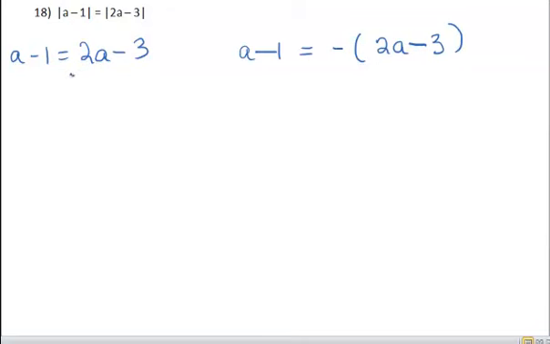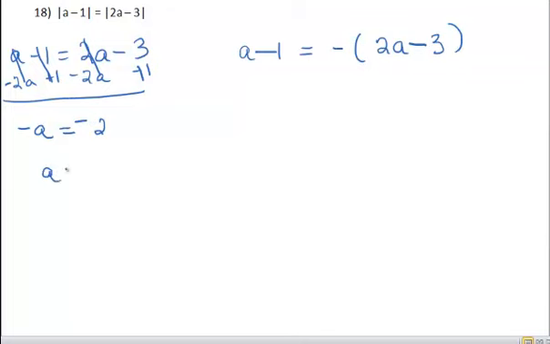Solve it, so we're going to subtract this 2a from both sides. And we're going to add 1 to both sides. So we'll end up with negative a equals negative 3 plus 1, which is going to be a negative 2. We divide by negative 1, so we get a is equal to 2.